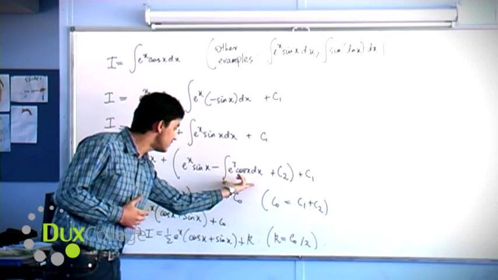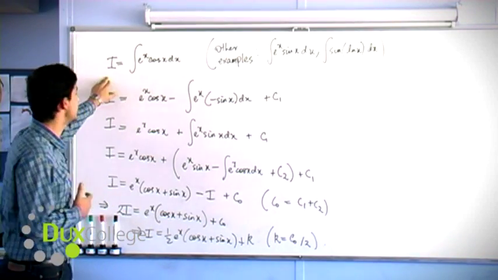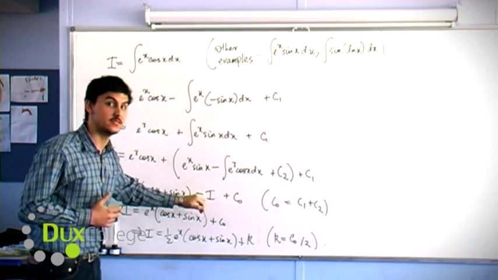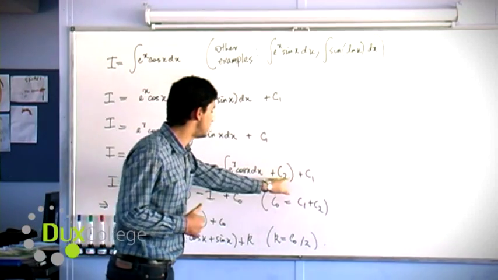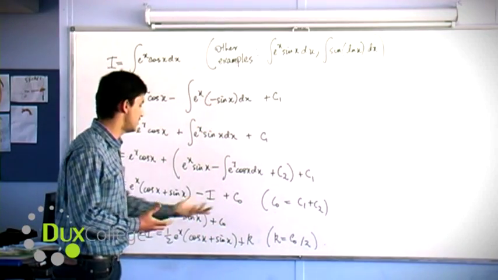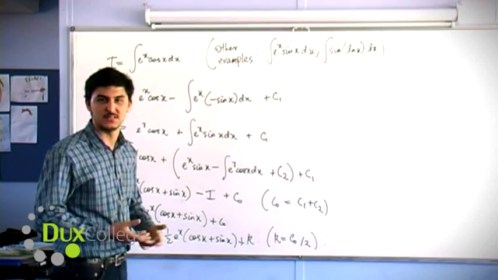Now, recall that this integral here is equivalent to I. So we replace this integral by I. Note that this is an important step. And we're going to let C2 plus C1 be another constant, say C0. This is simply to make working out a bit easier.